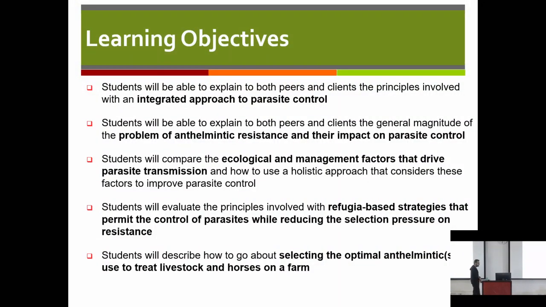So the learning objectives of this lecture: you will be able to explain the integrated approaches of parasite control strategies, especially for ruminant as well as equine parasites. You will be able to explain the problems of anthelmintic resistance and their impact on parasite control strategies. You will compare the ecological as well as management factors responsible for parasite transmission. Also, you will evaluate the refugia-based strategies that permit control of these parasites and help reduce the drug selection pressure, and you will describe the optimal anthelmintic use to treat livestock and horses at farm level.